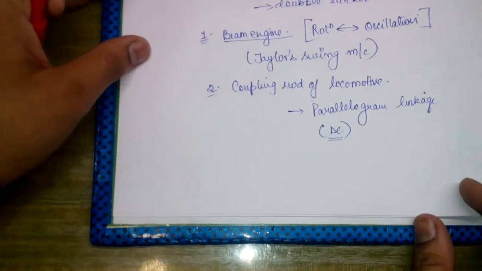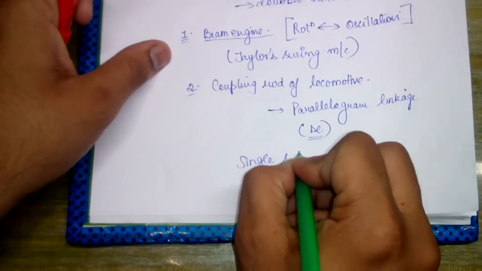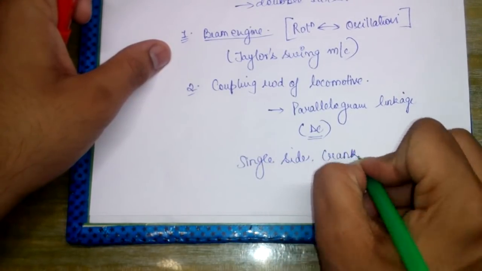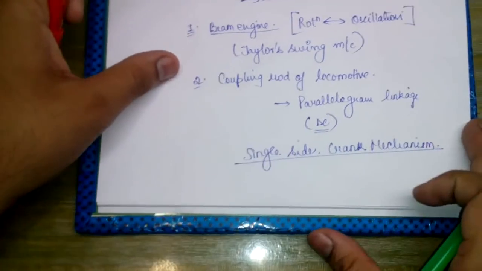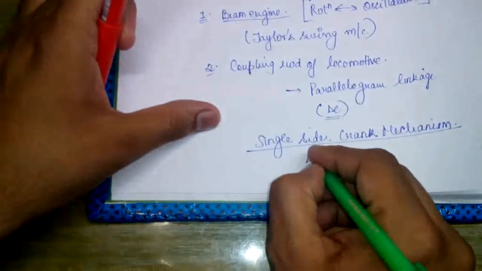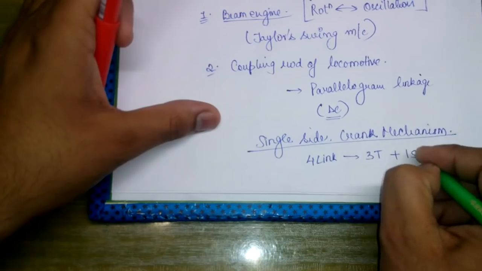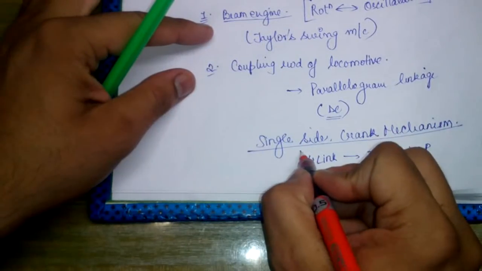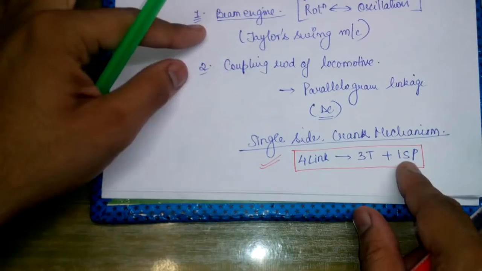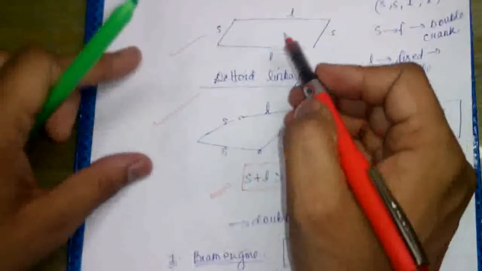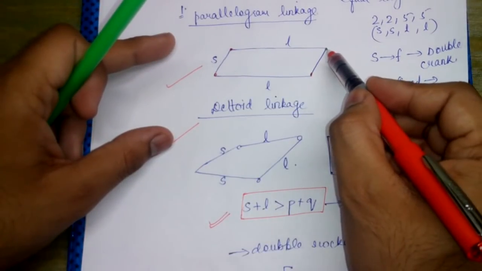Now we come to another important type of mechanism, that is the single slider crank mechanism. In the single slider crank mechanism, we have 4 links in total, out of which 3 are turning pairs and 1 is a sliding pair. Whereas in the 4-bar mechanism we had 4 turning pairs, turning about this point, this point, this point and this point.